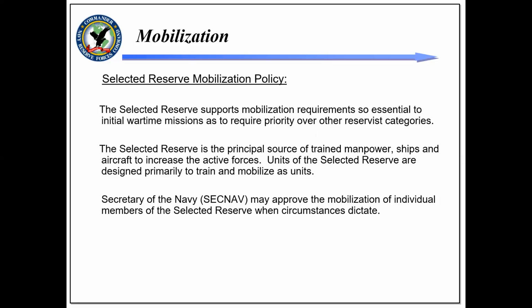Selected Reserve Mobilization Policy. The selected reserve supports mobilization requirements essential to initial wartime missions, so as to require priority over the other reserve categories. The selected reserve is the principal source of trained manpower, ships, and aircraft to increase the active forces. Units of the selected reserve are designed primarily to train and mobilize as units. The Secretary of the Navy may approve the mobilization of individual members of the selected reserve when circumstances dictate.